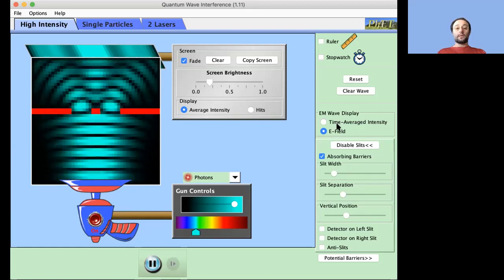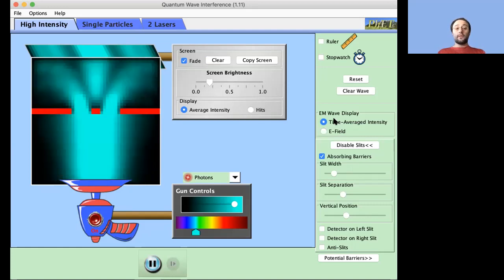I'm plotting the electric field. I can also plot the time average intensity. Intensity is the square of the magnitude of the electric field. That's also periodic in time, but if you average over one cycle, you get a time-independent quantity. I can also, let me move the slits a little bit.